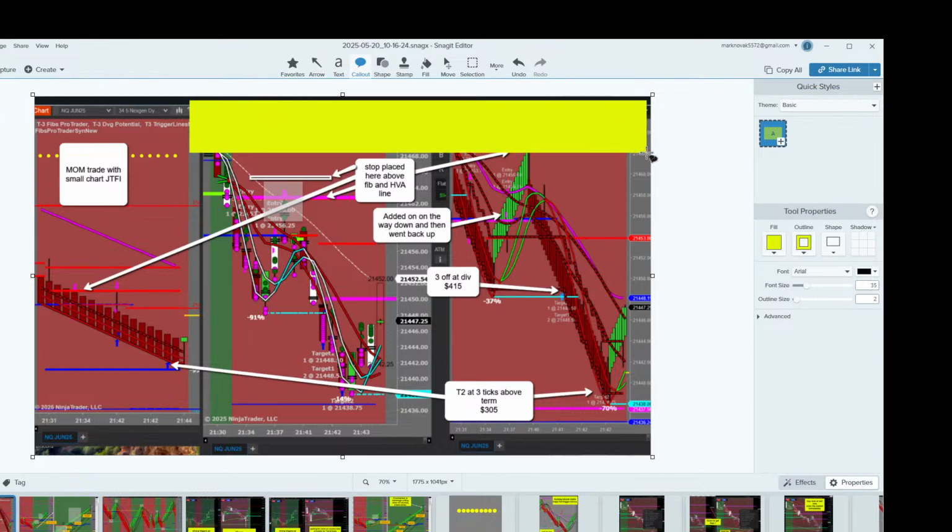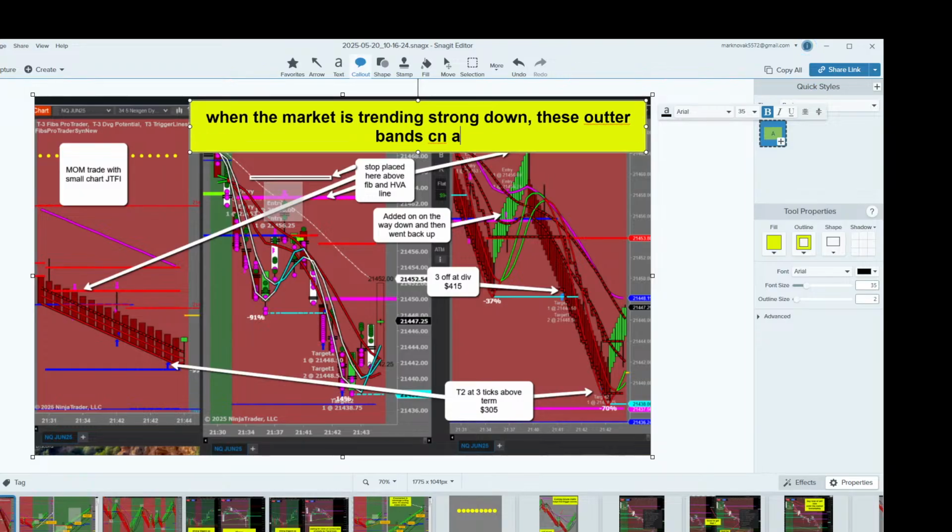One of the things you'll see, or just even the introduction of outer bands. A lot of you guys go see it on TradingView. When the market is trending strong down, these outer bands can behave as resistance. And that's exactly what Wayne did, is he took a trend trade off the outer bands.